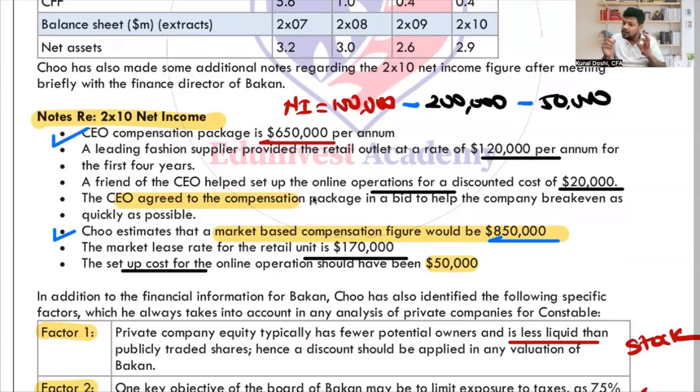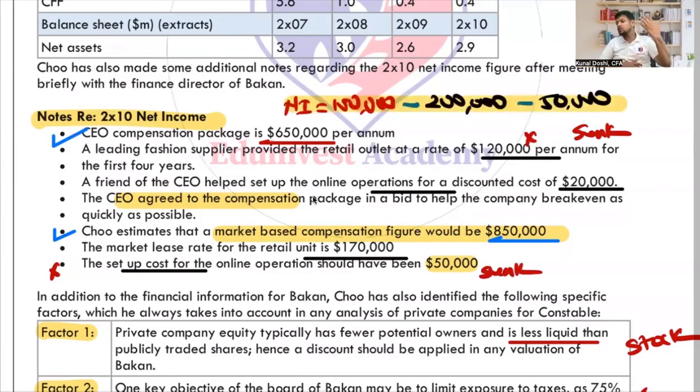What about the setup cost? Setup cost generally is a one-time cost which we do not adjust. One-time costs are not relevant for the future because they are like a sunk cost. So why am I not going to adjust the setup cost? Because it's a sunk cost. What is going to be recurring in the future, that I will adjust.